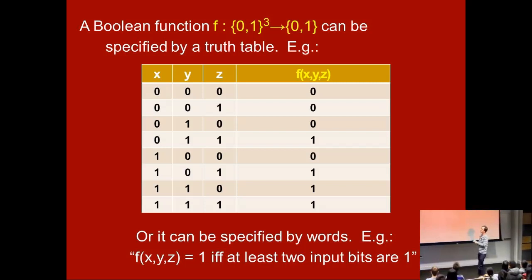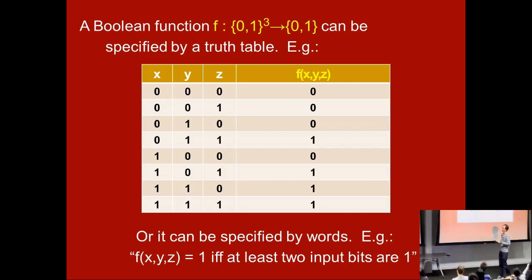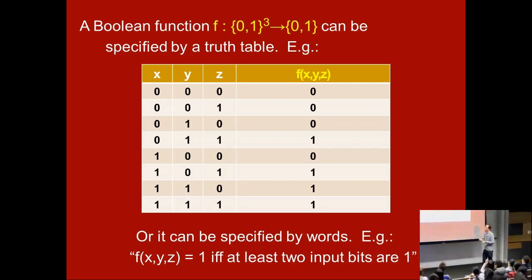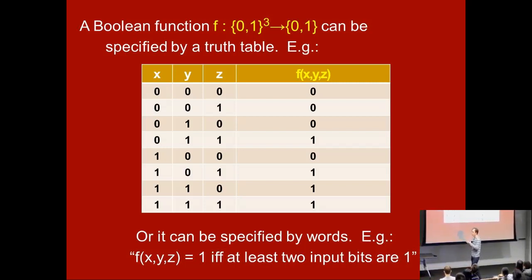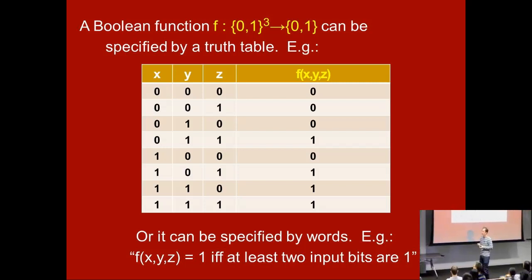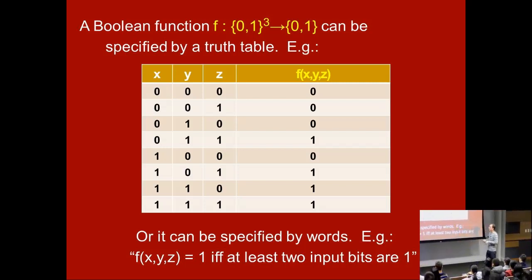By the way, a Boolean function, let's say a 3-bit Boolean function, you can specify it by a truth table like this. You can just say for each choice of x, y, and z exactly what f(x, y, z) is. That can be a little bit big if the number of variables is big. You can also specify it by words. For example, you could say f(x, y, z) is the function which is 1 if and only if at least 2 of the input bits are 1. That's a way in words to express this function, or this truth table.